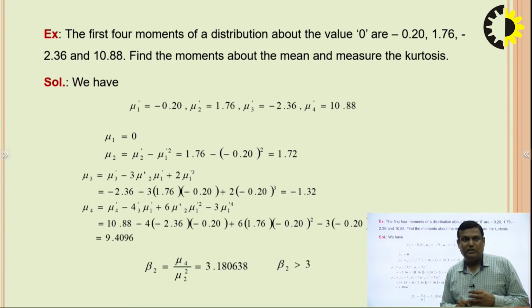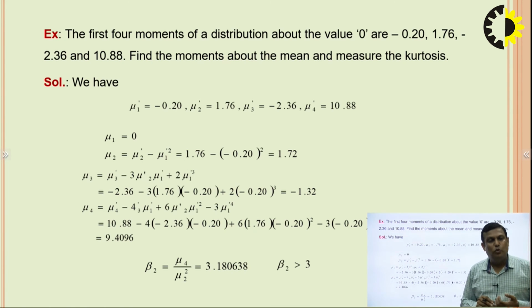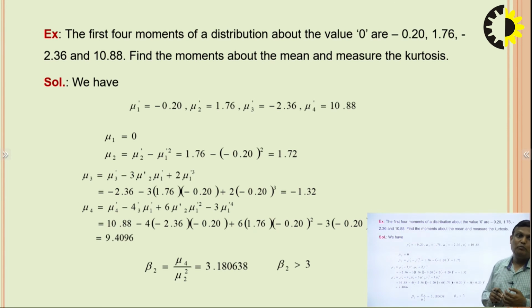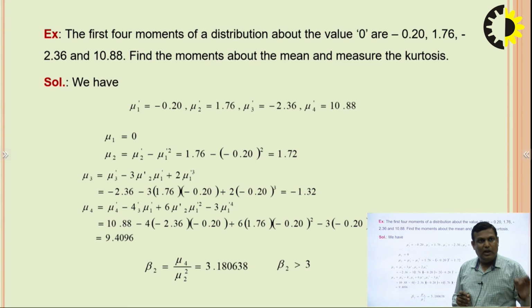And mu3, what is the formula of central moment in terms of raw moment? Mu3 equals mu3 dash minus 3 mu2 dash mu1 dash plus 2 mu1 dash cube. Put in all the raw moment values mu3 dash, mu2 dash, mu1 dash and calculate. We find mu3 equal to minus 1.32. Now, the last value, mu4. We also have to know the relation between central moment and raw moment. Mu1 is very easy, it is 0, but we have to know the formulas for mu2, mu3 and mu4.